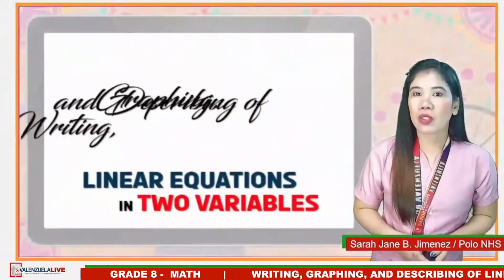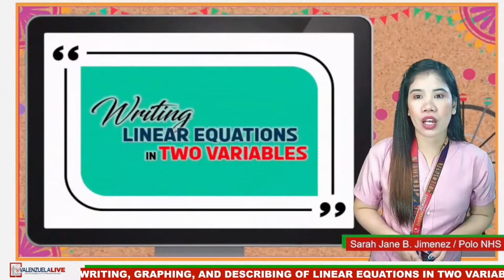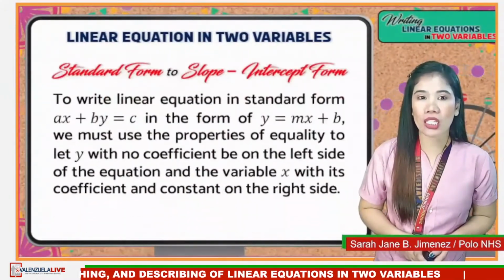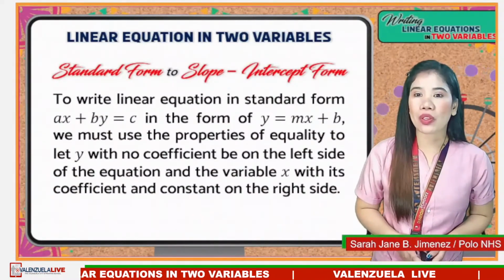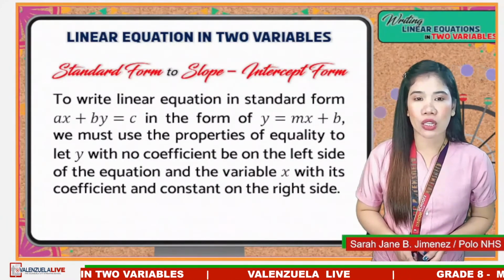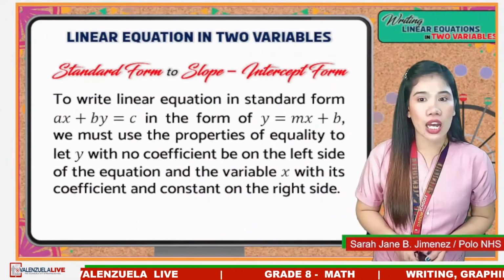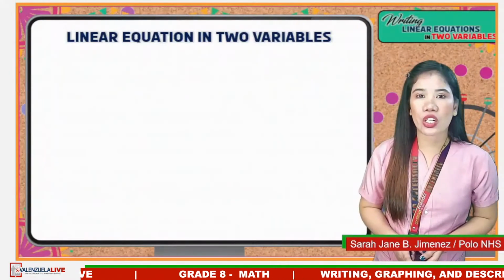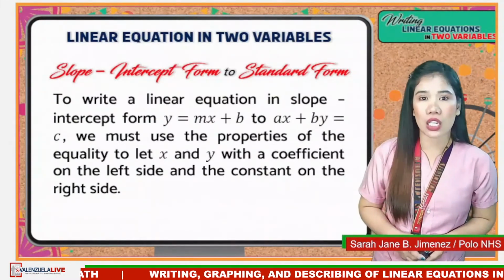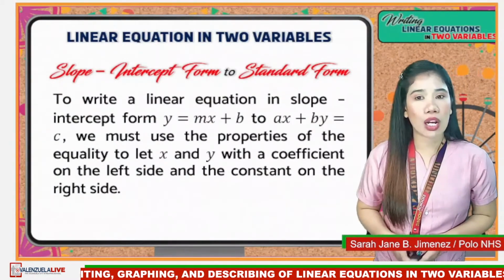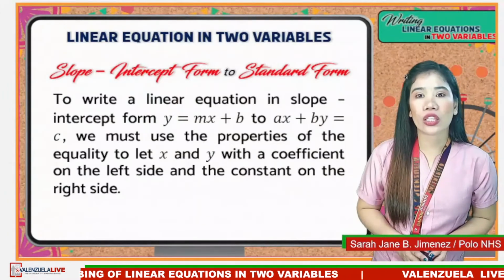Let us sum up today's lesson about writing, graphing, and describing linear equations in two variables. To write a linear equation in standard form, ax plus by equals c, in the form of y equals mx plus b, we must use the properties of equality to let y with no coefficient be on the left side of the equation and the variable x with its coefficient and constant on the right side. To write a linear equation in slope-intercept form, y equals mx plus b, to ax plus by equals c, we must use the properties of equality to let x and y with a coefficient on the left side and the constant on the right side.